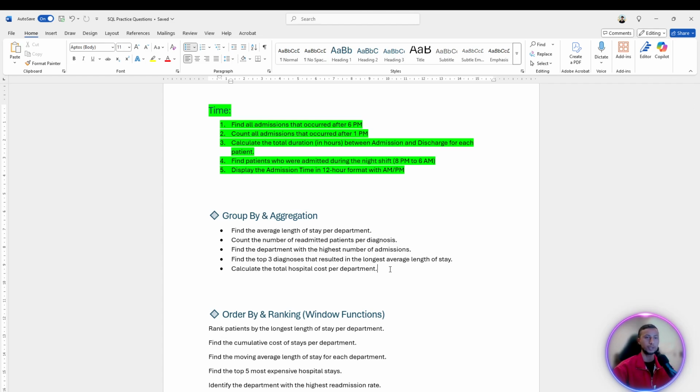Okay, so before starting, we need to understand what group by is and what aggregation functions are, right? Group by is used to group the rows that have the same values in specified columns, and it helps to perform the aggregate function on each group. Okay, so what are the aggregate functions?